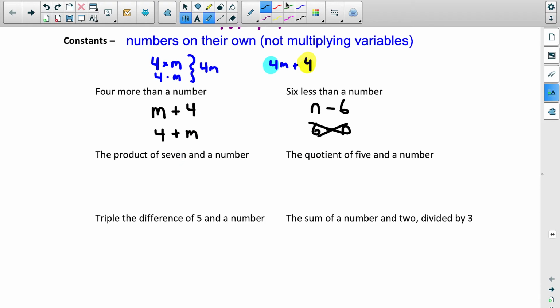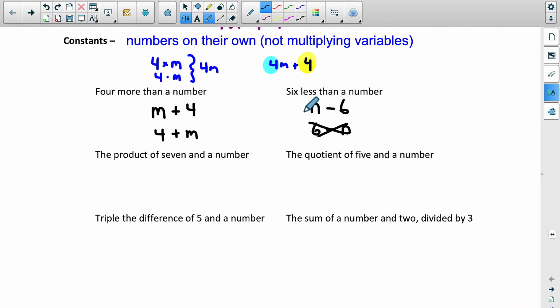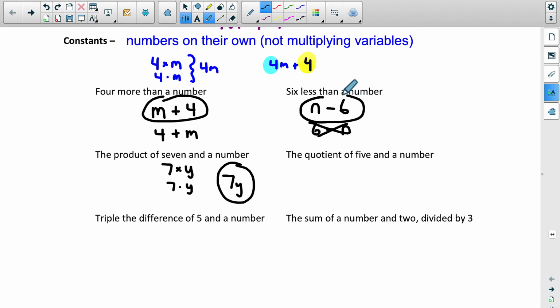Okay, the product of 7 and a number. Product, that means multiplication. So we are going to multiply 7 times a number. What should we call it? I'll call it y this time. 7 times y. It's right. I'm not enthused by that answer, but it's right. Oh, you might put 7 times y. That's also right. Still not totally enthused. You could also write 7y. Oh, now I'm happy. This is the answer I like most here.